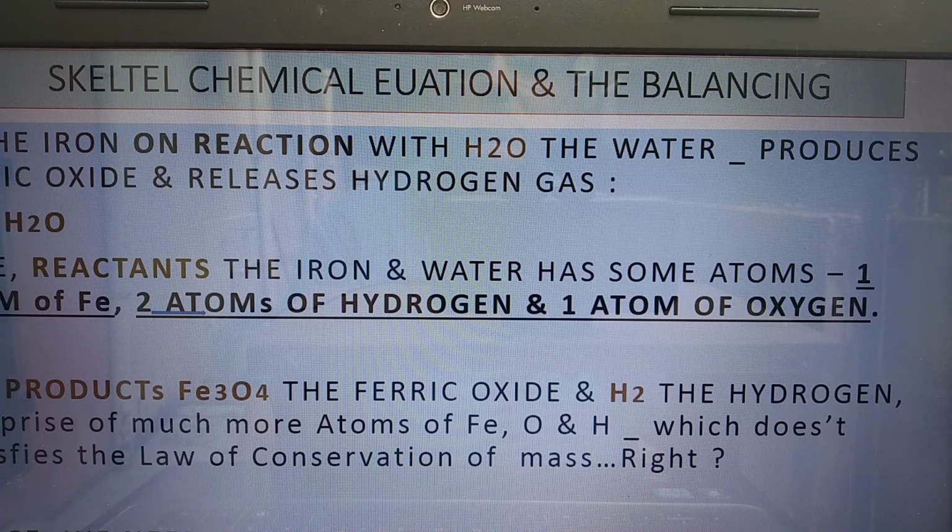So this is not equal to the atoms of Fe, iron, hydrogen and oxygen on the left hand side. Meaning the left hand side number of atoms is lesser than the right hand side number of atoms, which doesn't satisfy the law of conservation of mass, right?